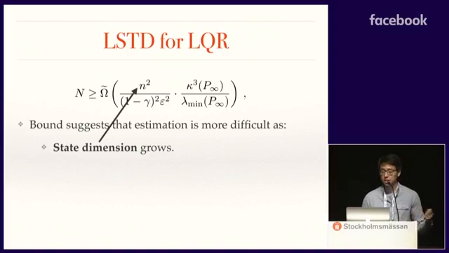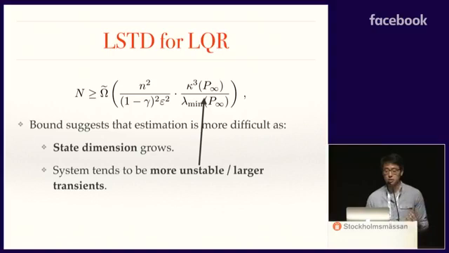Another thing that makes it more difficult is that as the system tends to be more unstable or have larger transients, then this bound also blows up. The way it happens is through this P infinity matrix. If I give you a policy that's stabilizing the system, which it has to be to have a finite value function, then it induces some stationary distribution in the limit, and that covariance matrix is what I'm calling P infinity here. So you can think of a system that is acting more crazy, and you can imagine that the covariance might be more ill-conditioned. And as it becomes more and more ill-conditioned, this bound blows up. Right, and it's actually kind of pessimistic. It's like kappa to the third.